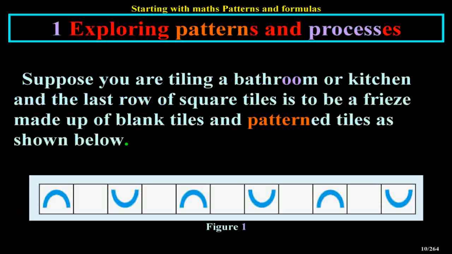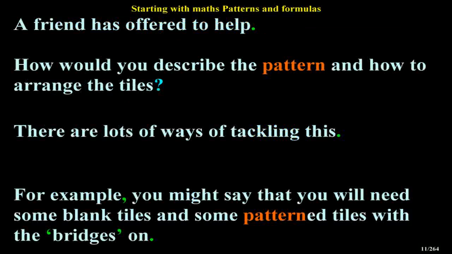1. Exploring patterns and processes. Suppose you are tiling a bathroom or kitchen and the last row of square tiles is to be a frieze made up of blank tiles and patterned tiles as shown below. Figure 1. A friend has offered to help. How would you describe the pattern and how to arrange the tiles? There are lots of ways of tackling this. For example, you might say that you will need some blank tiles and some patterned tiles with the bridges on.